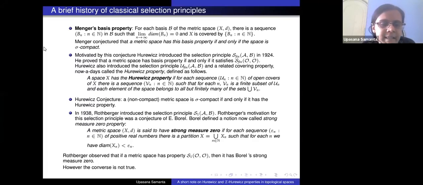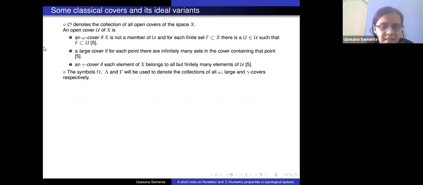Okay. In 1938, Rothberger introduced a selection principle named S_1(A,B). Actually, the motivation behind the introduction of the selection principle was a conjecture by Borel. And Rothberger observed that if a metric space has the property S_1(O,O), then it has Borel strong measure 0. However, the converse is not true. And the property S_1(O,O) is called the Rothberger property, where O is the collection of all open covers of the metric space (X,d).